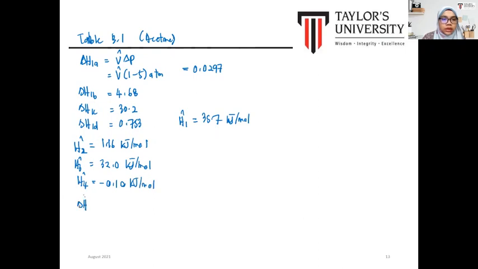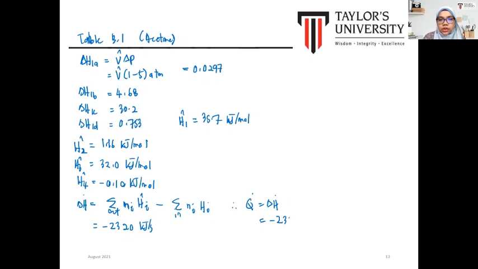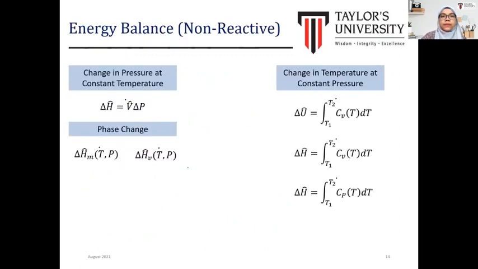Okay, the delta H is equal to the sum of output n_i H_i minus the sum of input n_i H_i, and then equal to minus 2320 kilojoule per second. Thus, you can get Q equal to delta H equal to minus 2320 kilojoule per second, or equal to kilowatt. Okay, so this is how you solve this problem.